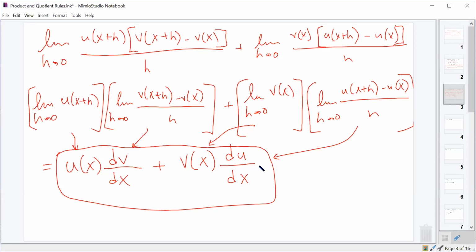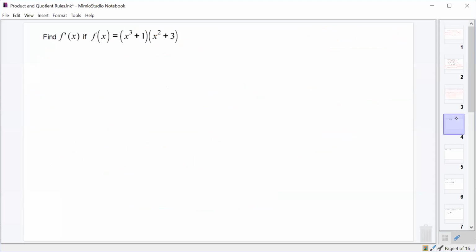Any questions on that process? How we got there? Any of that fun stuff? Everybody good? All right, let's see if we can do this with a function like this.